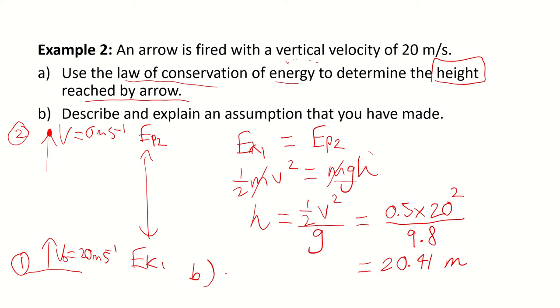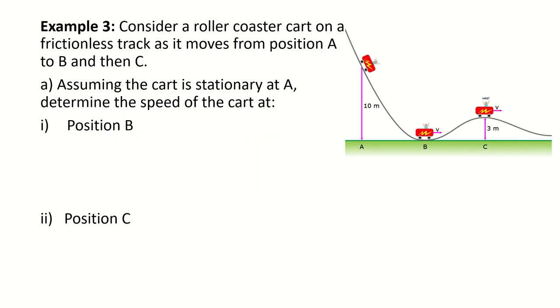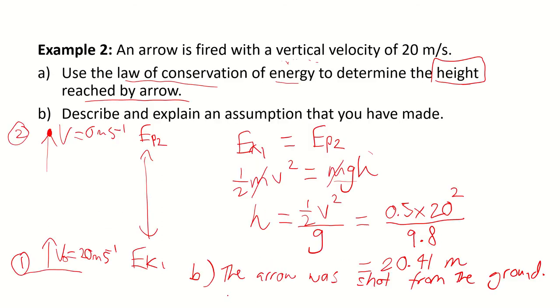And then I'm running out of room, but some assumptions we've made. Well, one, the arrow was shot from the ground. And the other major assumption we've made is that there were no external forces acting, in brackets, air resistance.